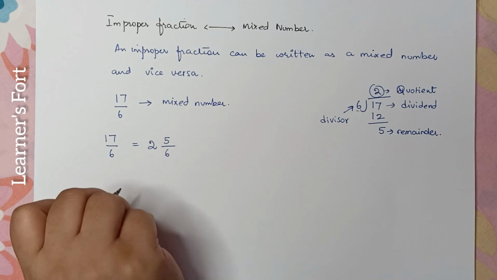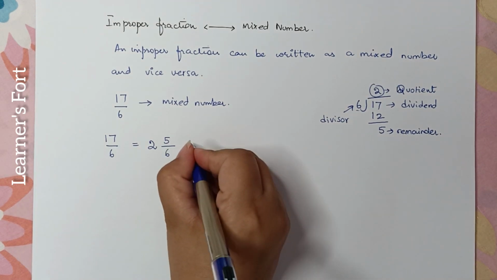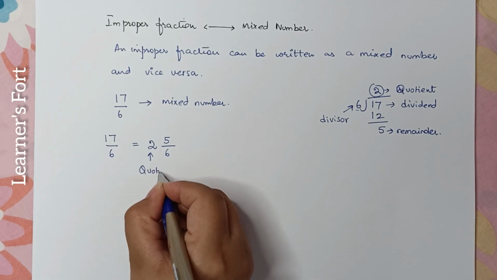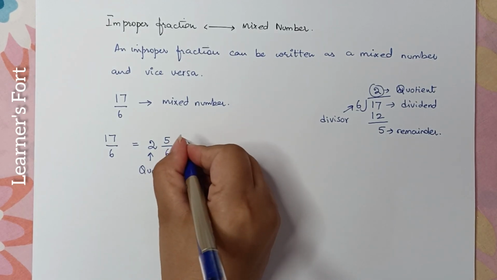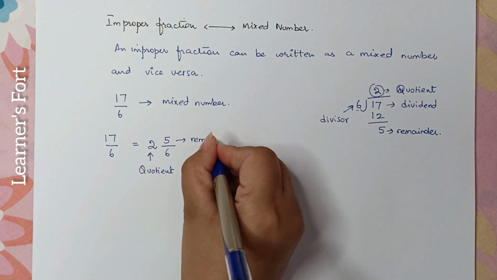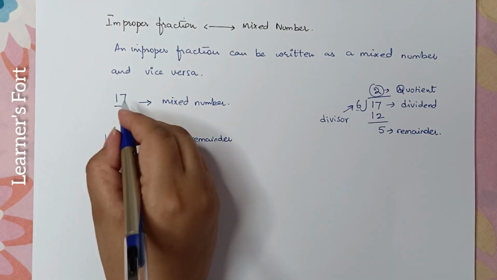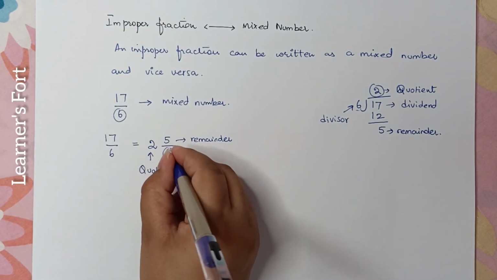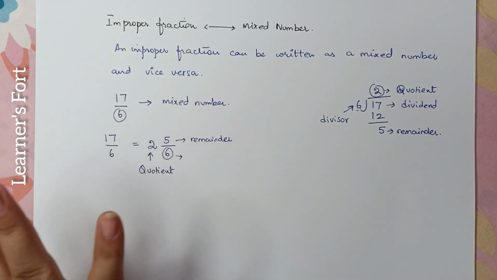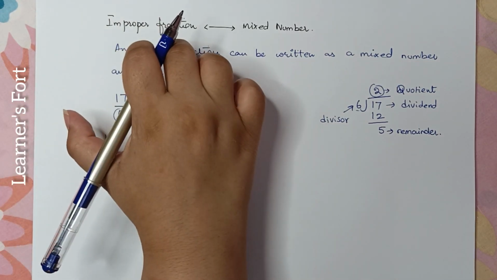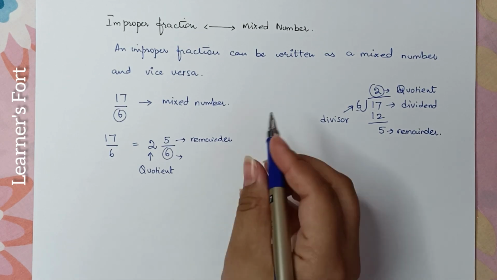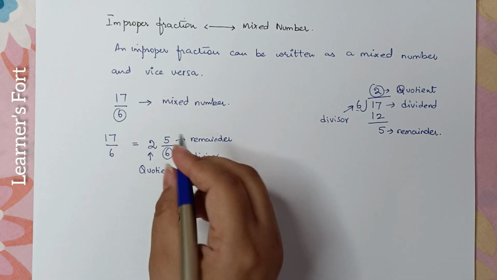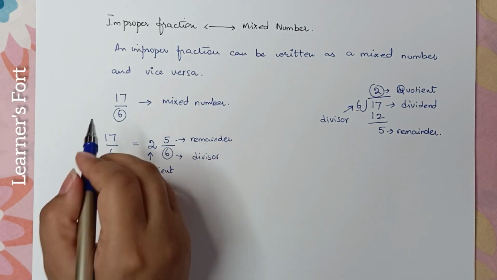Now in the form of a fraction, what we're going to do is the quotient becomes the whole number, the remainder becomes the numerator, and the divisor, which is also the denominator, becomes the denominator here, and it remains the same. The denominator in case of an improper fraction remains the same. Okay, because it is the one that is dividing everything. Okay, so it will remain as the divisor.